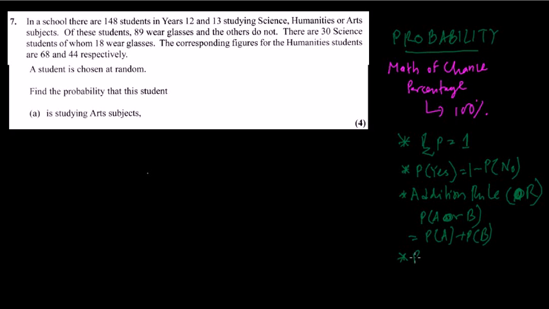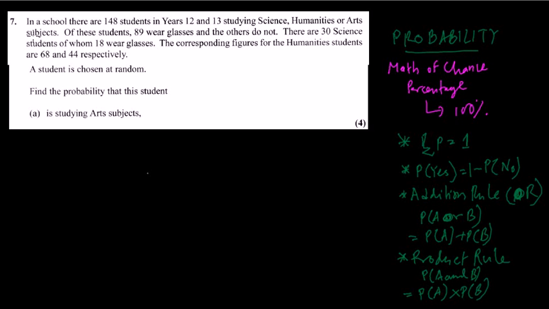Then there is the product rule of probability. Product rule, also known as independent probability. So probability of A happening and then B happening, that means probability of A multiplied by the probability of B. So this is the basic rule of probability that we need to know before we get started.